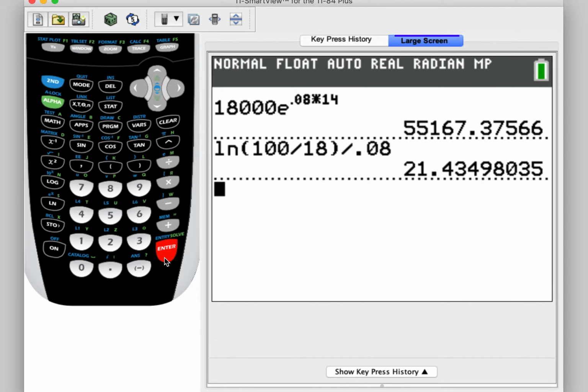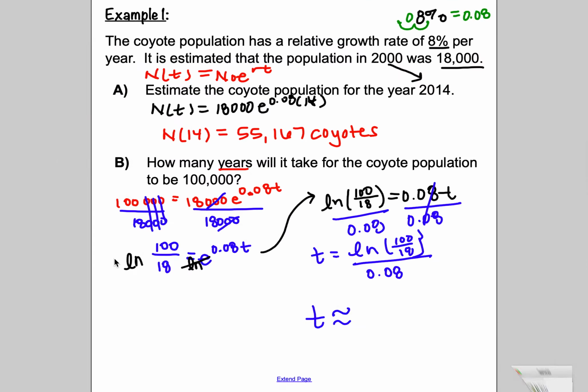Okay, so we are solving for t this time, which is years. So we're going to round to 3 decimals when it's years. Okay, so I have 21.434. Now if I'm rounding to my third decimal, I look to the fourth one. This 9 tells me to round up. Remember, if this is a 5 or higher, we round up. So it'd be 21.435.